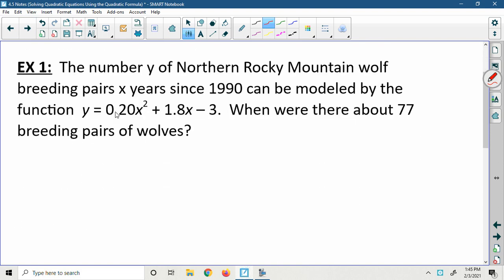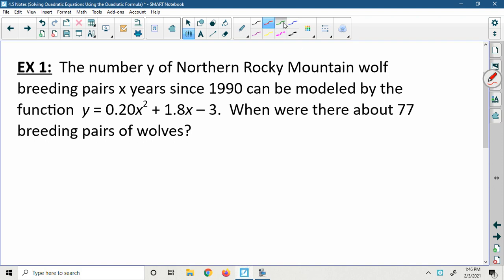Here's the first one. It's also on your guided notes. This one is about northern Rocky Mountain wolves. They must have been an endangered species or something, but the number y of northern Rocky Mountain wolf breeding pairs x years since 1990 can be modeled by the function, that function. When were there about 77 breeding pairs of wolves?